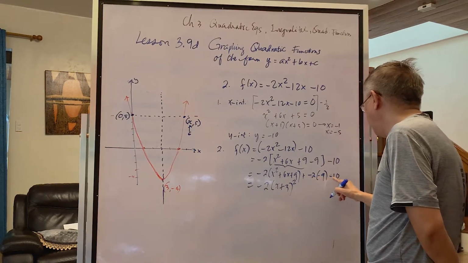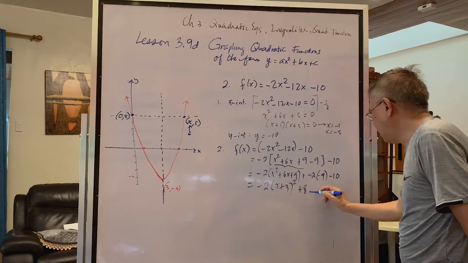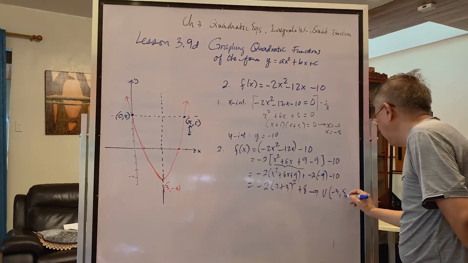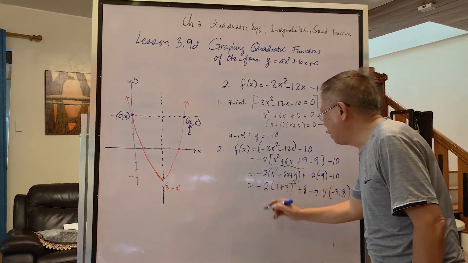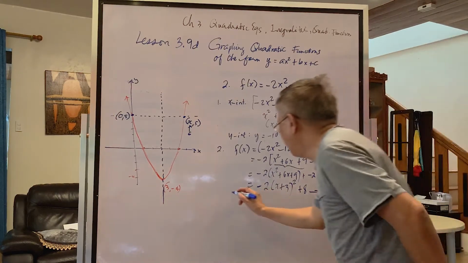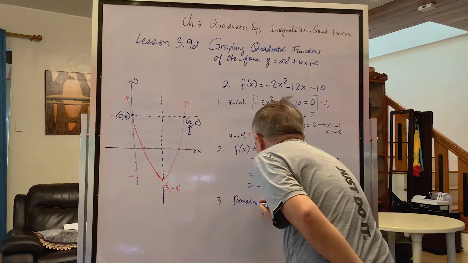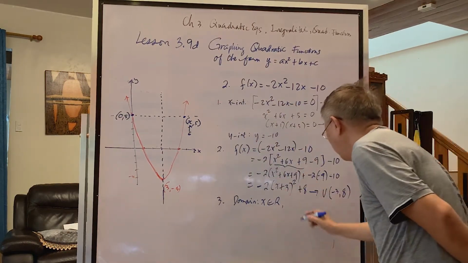This is 18 minus 10 is 8. And this gives me my vertex located at negative 3 and 8. Now, our parabola is opening downward. Okay? Now, we will find out the domain. Again, this will be all reals except when you specify.